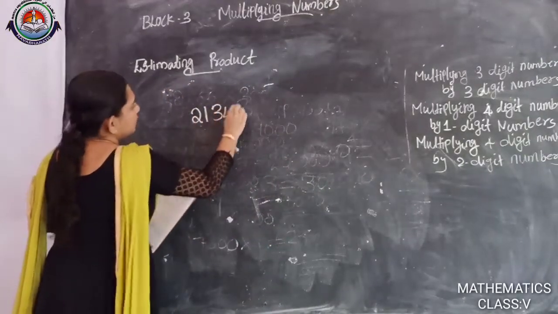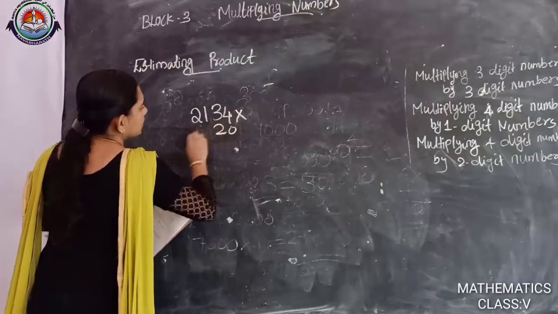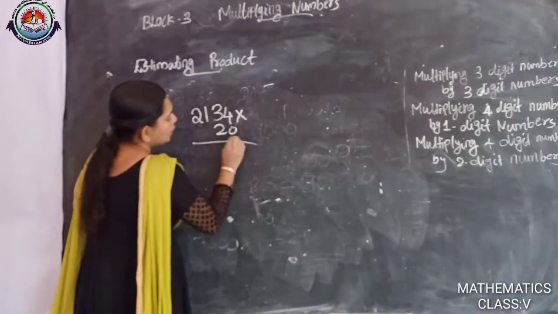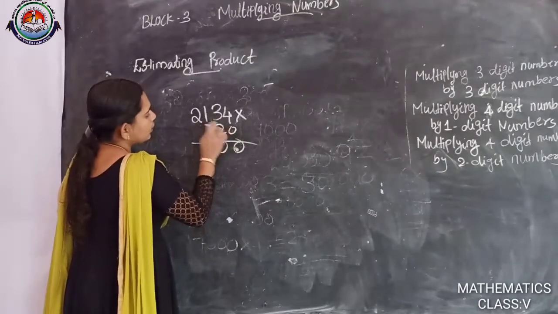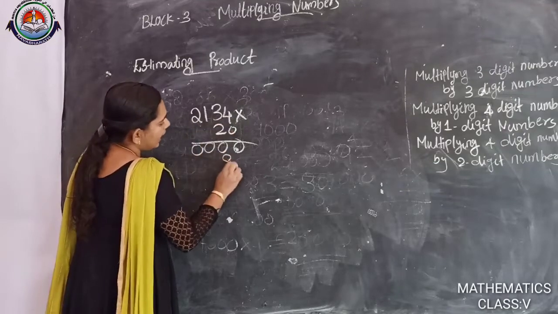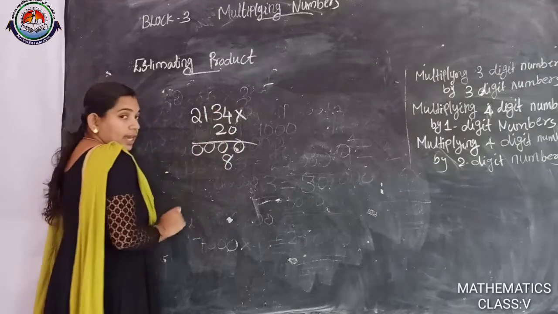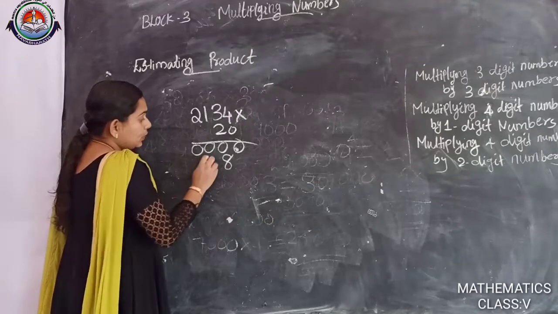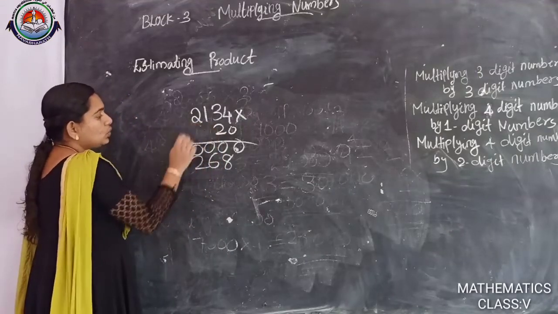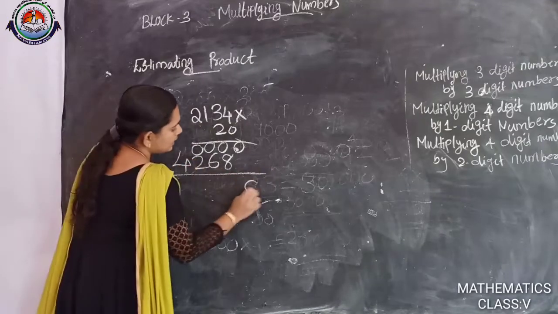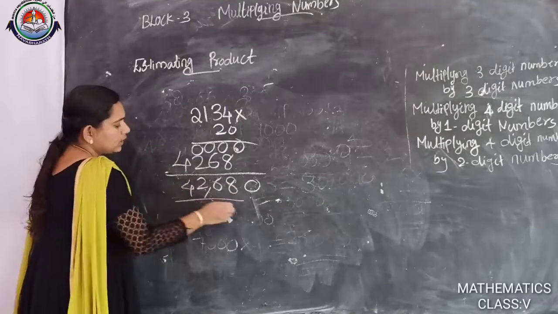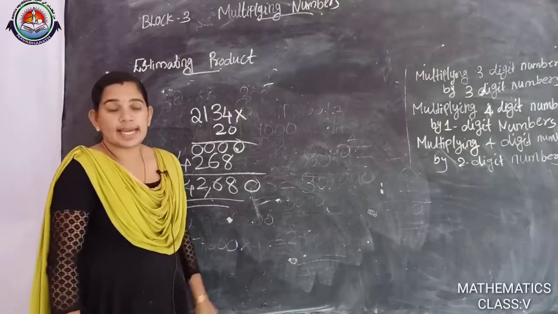2134 into 20. Okay. 0 into 4, 0. 0 into 3, 0. 0 into 1, 0. 0 into 2, 0. 2 into 4, 8. 2 into 3, 6. 2 into 1, 2. 2 into 2, 4. So 0, 8, 6, 2, 4. 42,680 is the answer.